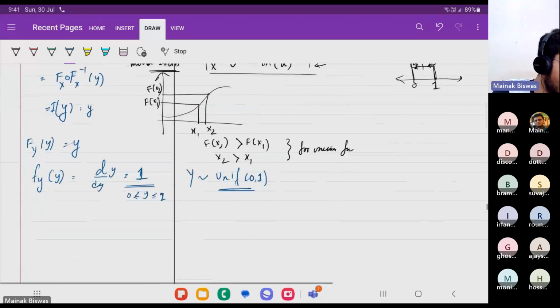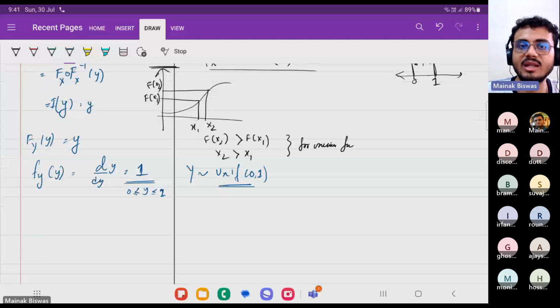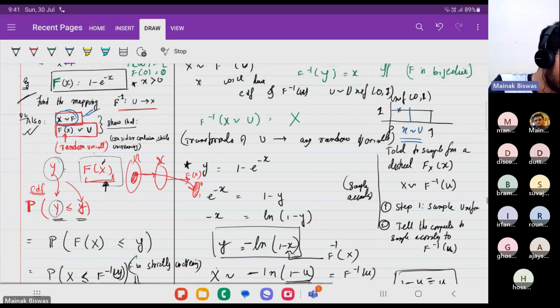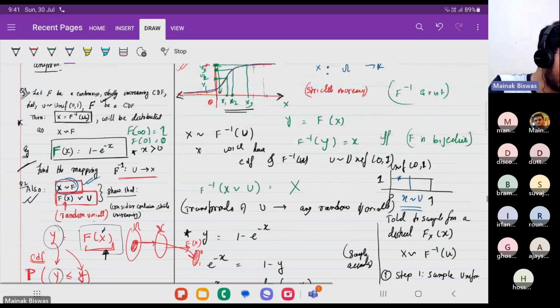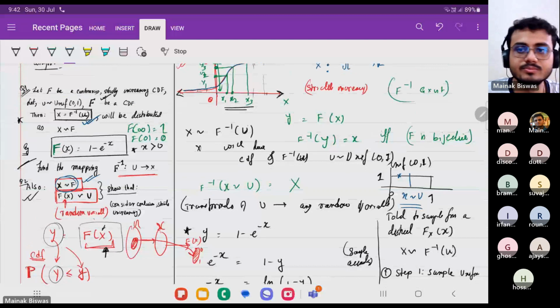Sampling from the uniform distribution is very easy, right? You can select any number between 0 and 1. But it is not very easy to sample from any distribution, so it may be difficult. In that case, what will you do? You will sample u from the uniform distribution, and then sample x according to F inverse of u. Understood?